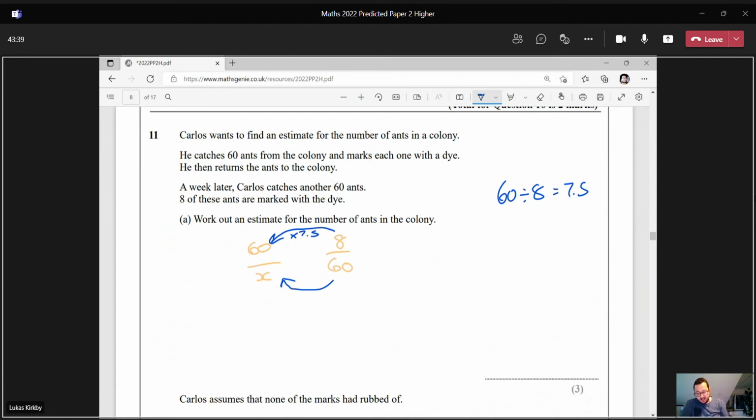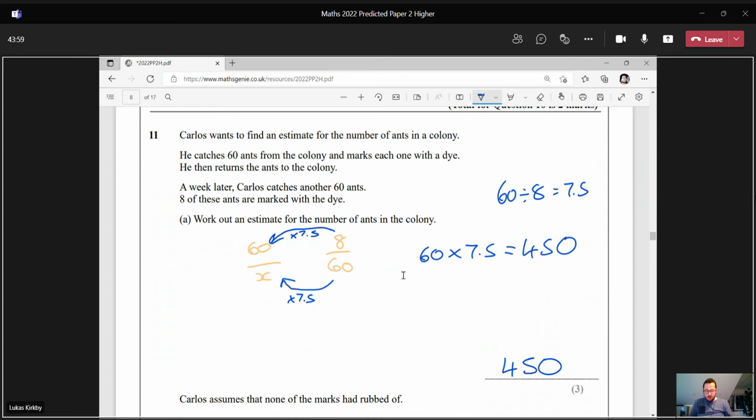And so to get our estimate for the x, we're going to do 60 times 7.5. And 60 times 7.5, again, I'll just use my calculator. That gives me 450. And that is my guess for the number of ants in the colony.